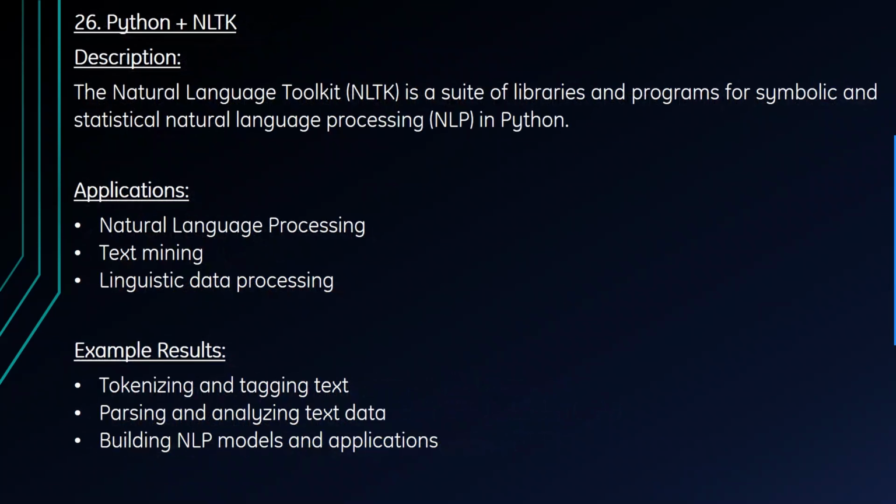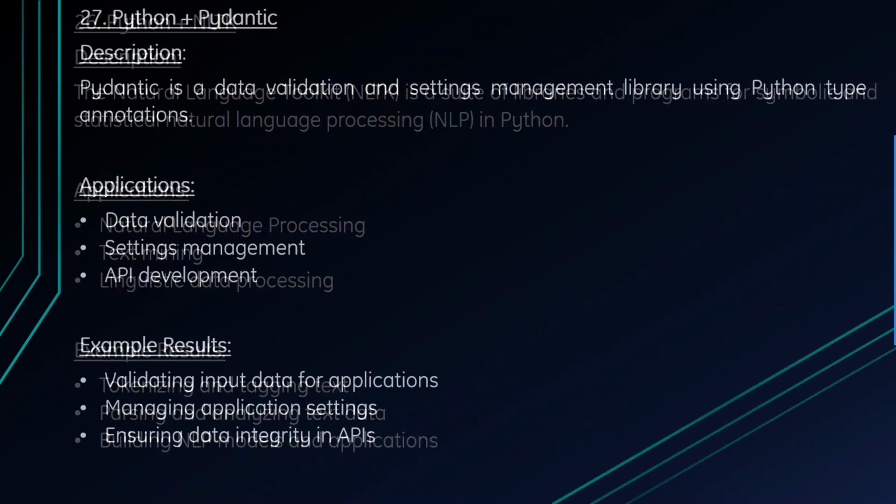Moving on, we have NLTK. So, the Natural Language Toolkit is a suite of libraries and programs for symbolic and statistical natural language processing, which is NLP, in Python. What are the applications that we can use? We can use it in natural language processing, text mining, and linguistic data processing. Examples are tokenization, tagging text, parsing and analyzing text data, building NLP models and applications.